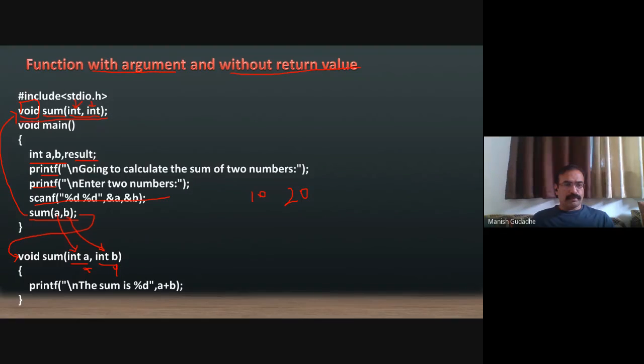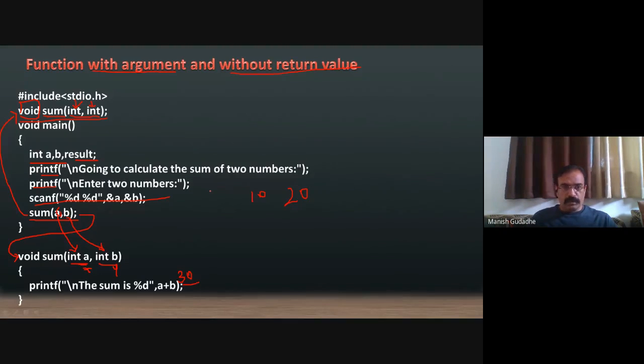So what's happening? The value of A will be copied in the first variable, and this value will be copied in the second variable. Now I can use these variables for the processing in this program. So now A will be 10, B will be 20, and A plus B is going to print 30, not return, sorry. It is not returning anything. So this total will be printed.